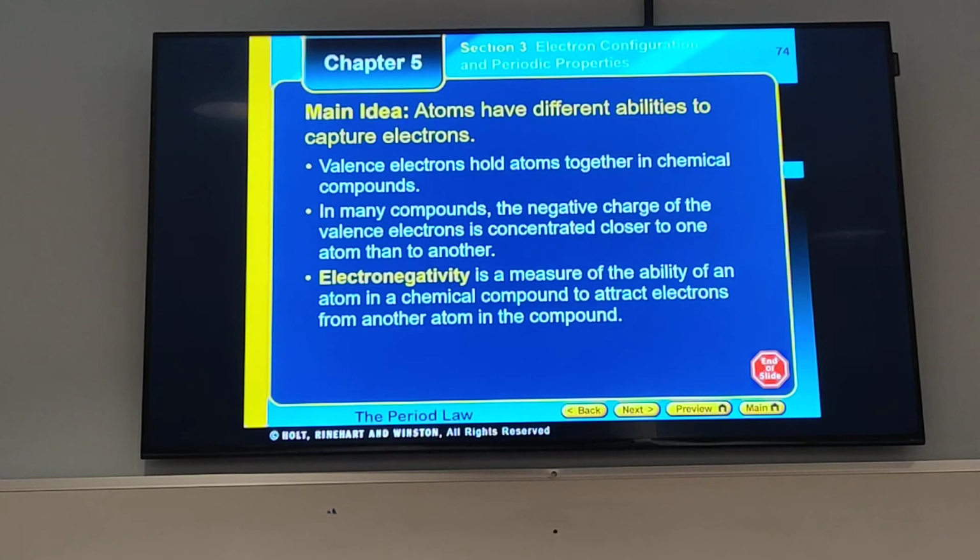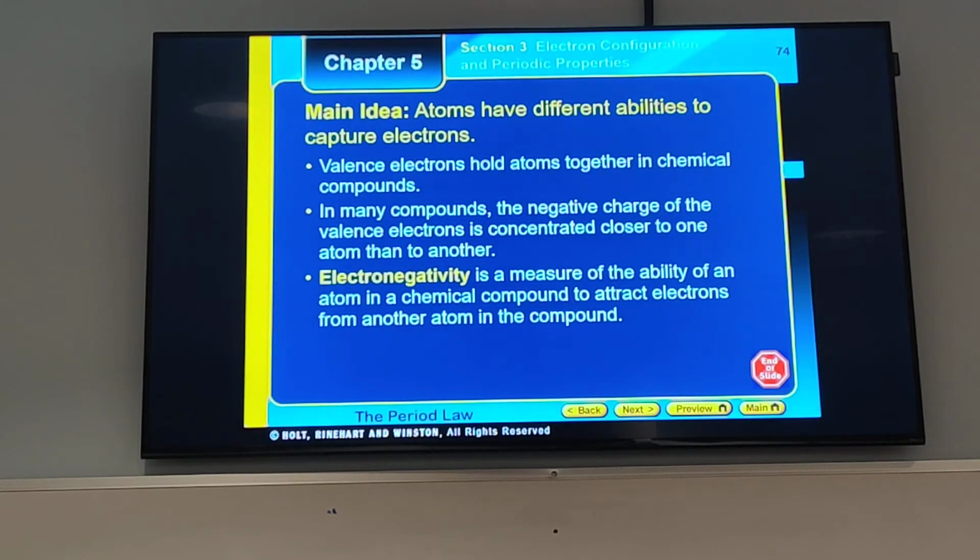Now, a measure of how well they attract additional electrons is called electronegativity. And electronegativity is on your chart, on the back side. So why don't you use this chart and look on the back side. The number for electronegativity is the top rightmost number. Now, notice that the noble gases don't have any electronegativity. They're already satisfied. They don't want to capture any more electrons. So they just don't have a number. But all the rest do.